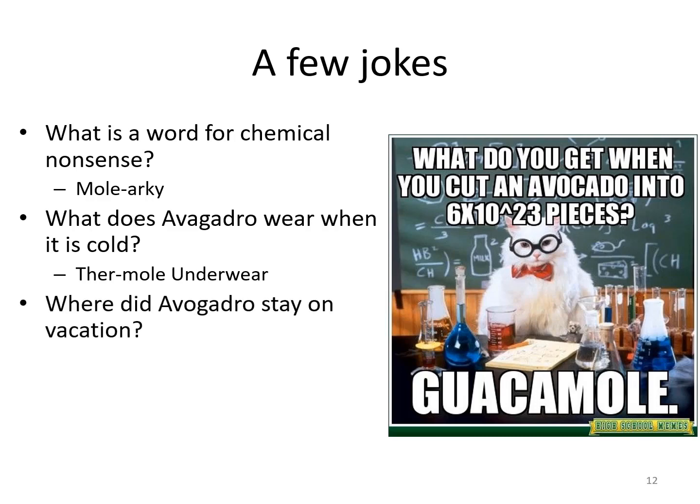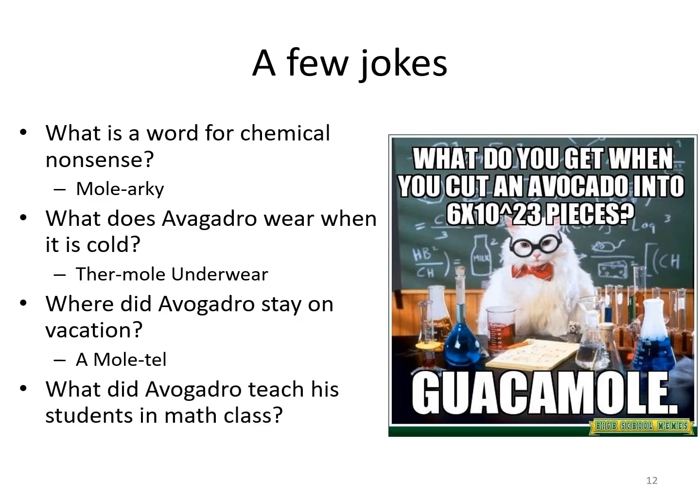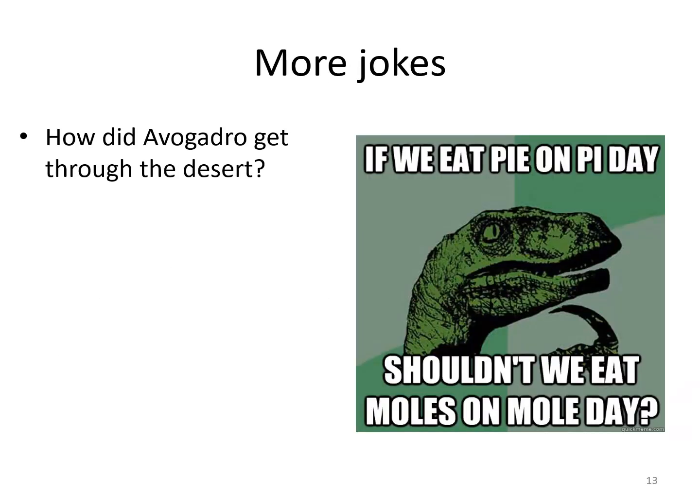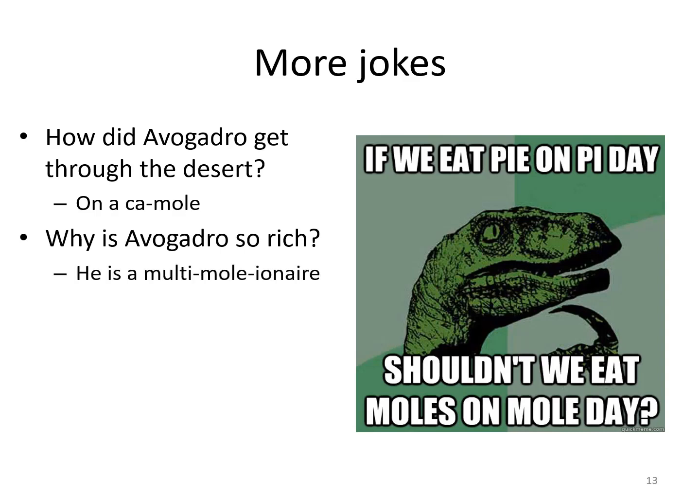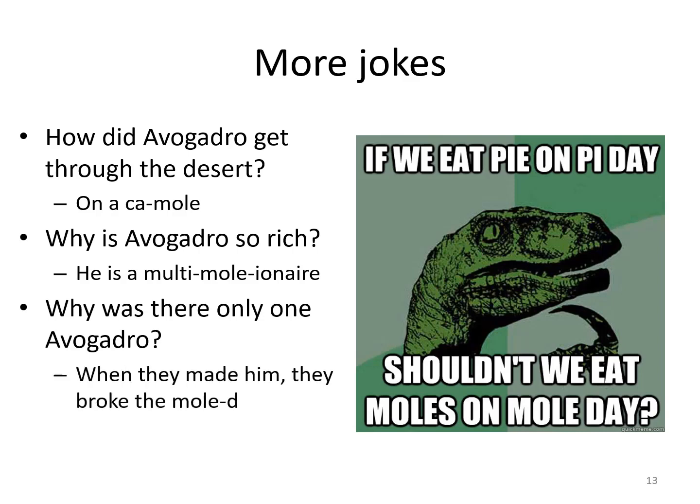Where did Avogadro stay on vacation? A mole-tel. What did Avogadro teach his students in math class? Multiplication. How did Avogadro get through the desert? On a camel. Why is Avogadro so rich? He is a multimillionaire. Why was there only one Avogadro? When they made him, they broke the mold.